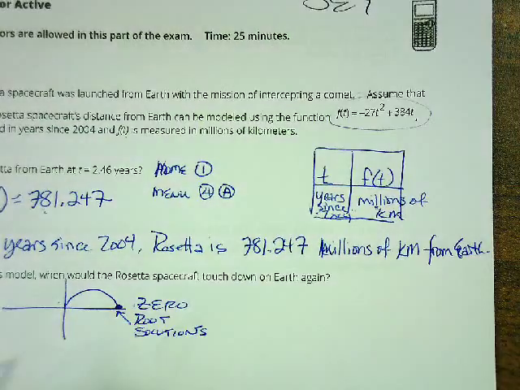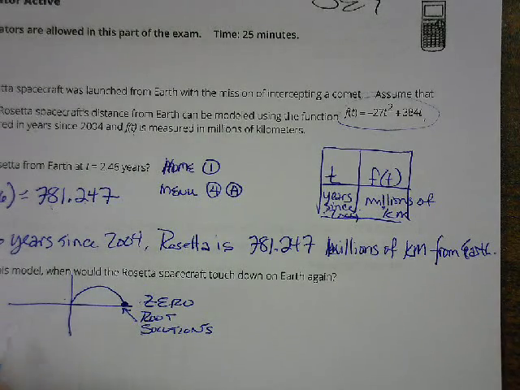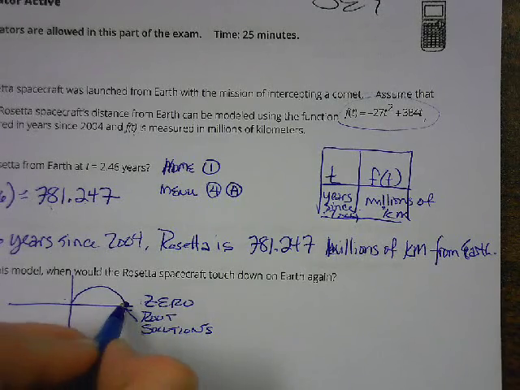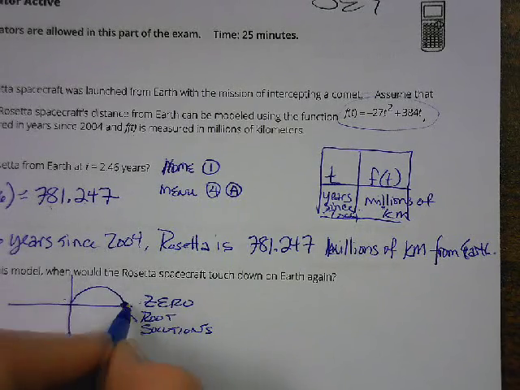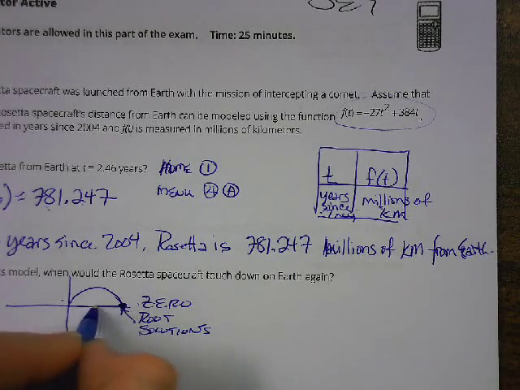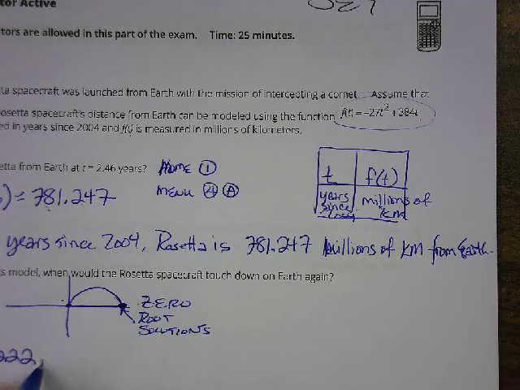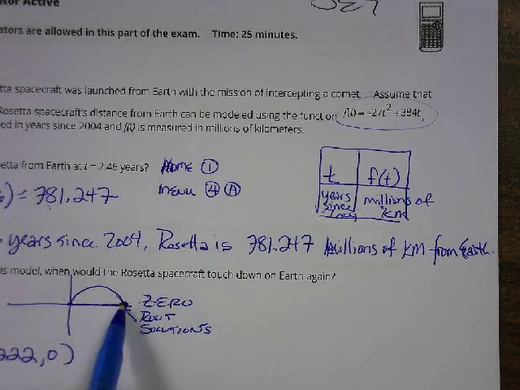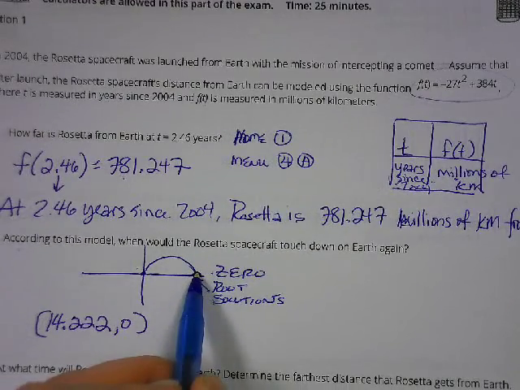So 14.222. That's this x side, right? And we know what the y value equals. At the axis, the y value is 0. So when x is 14.222, then y is 0, and that's that coordinate point.